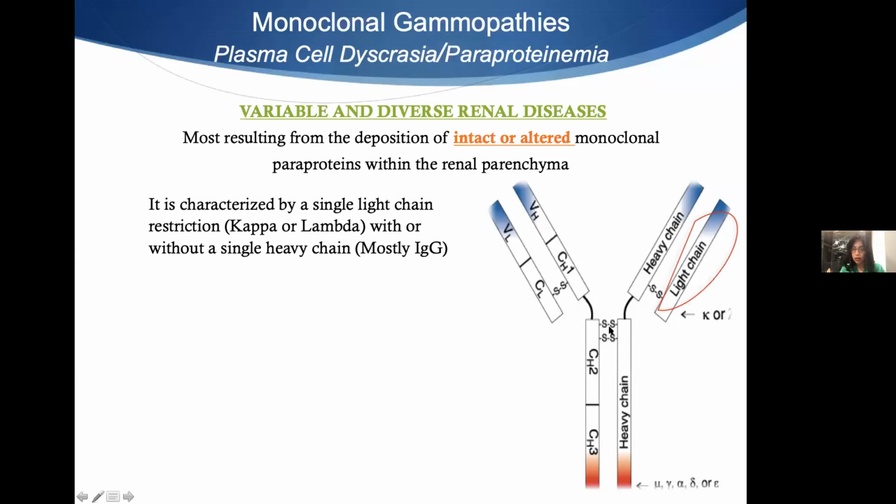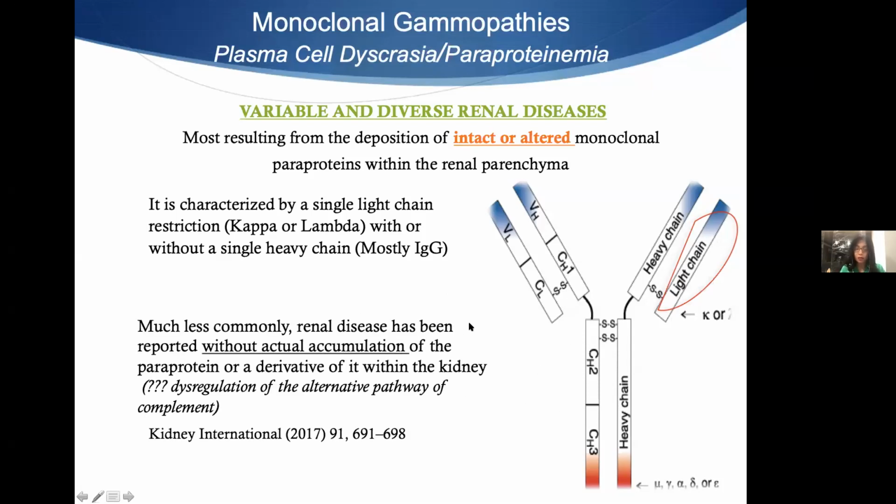Let me remind you, this is our antibody and we are going to see it again. And this is the constant regions. Here are the variable regions. We have the heavy chain and we have the light chain. So either we have the light chain or the heavy chain, as I'm going to discuss. This is what we call monoclonality. We don't have a regular complete immunoglobulin. Much less commonly, these diseases have been reported without actual accumulation of the paraprotein or a derivative of it within the kidney, what could be related to dysregulation of the alternative pathway of complement, and we're going to discuss this.